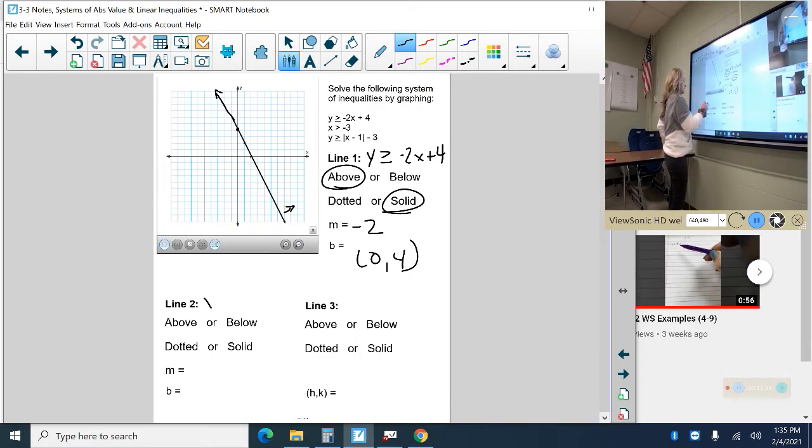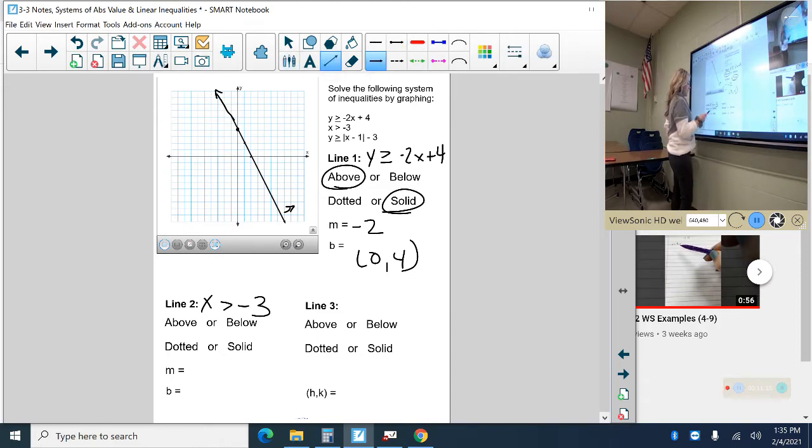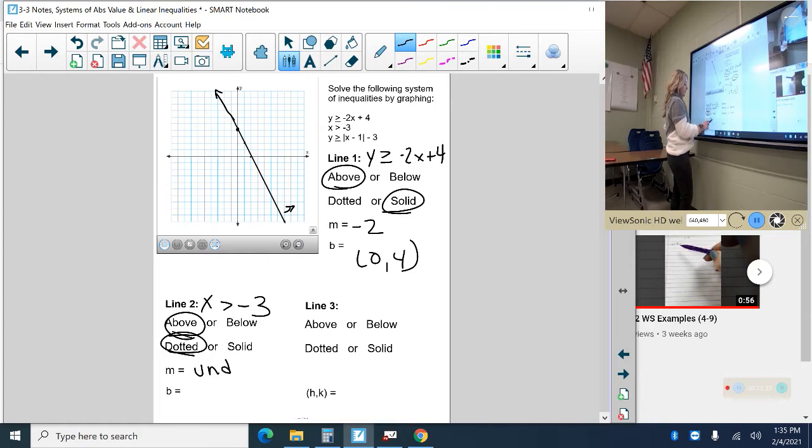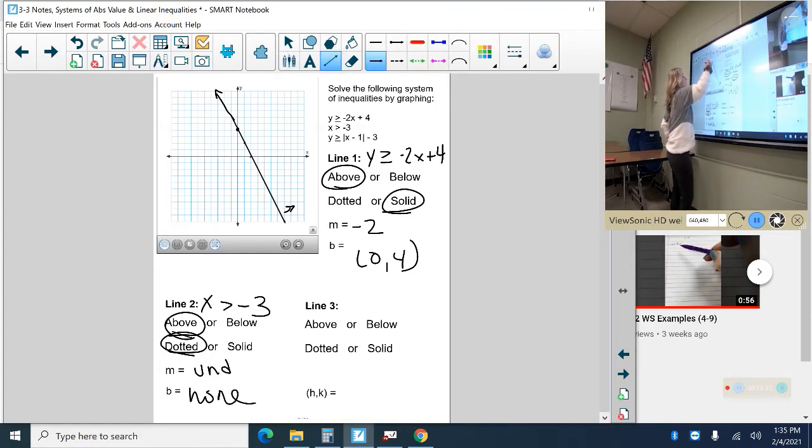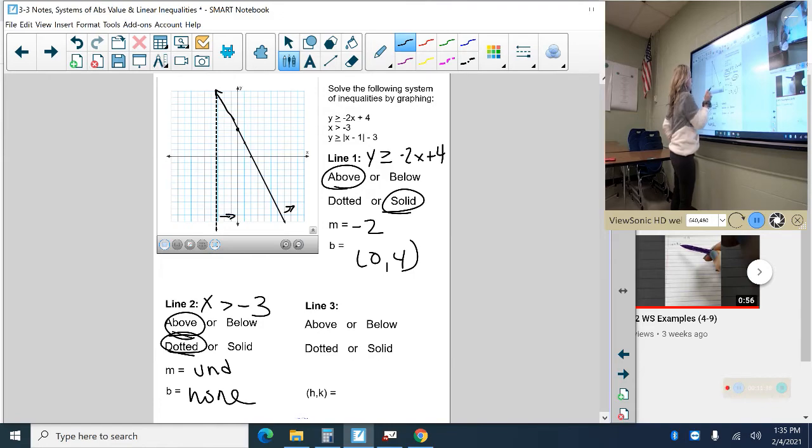Line 2, x is greater than negative 3. That'd be a vertical line at negative 3, 1, 2, 3. So that would be above the line, oops. It would be above the line, a dotted line, and slope is undefined, y-intercept is none, because it's a vertical line. So we have a dotted line at negative 3. And we're going to be shading this way, since it's greater than.